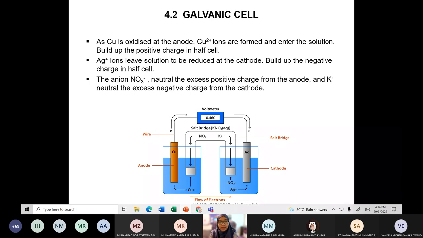So the anion, the NO3 minus, which comes from the salt bridge, neutralizes the excess positive charge from the anode, and K plus neutralizes the excess negative charge from the cathode. So that is the purpose why we need to have the salt bridge. Let me tell you again how this galvanic cell works.